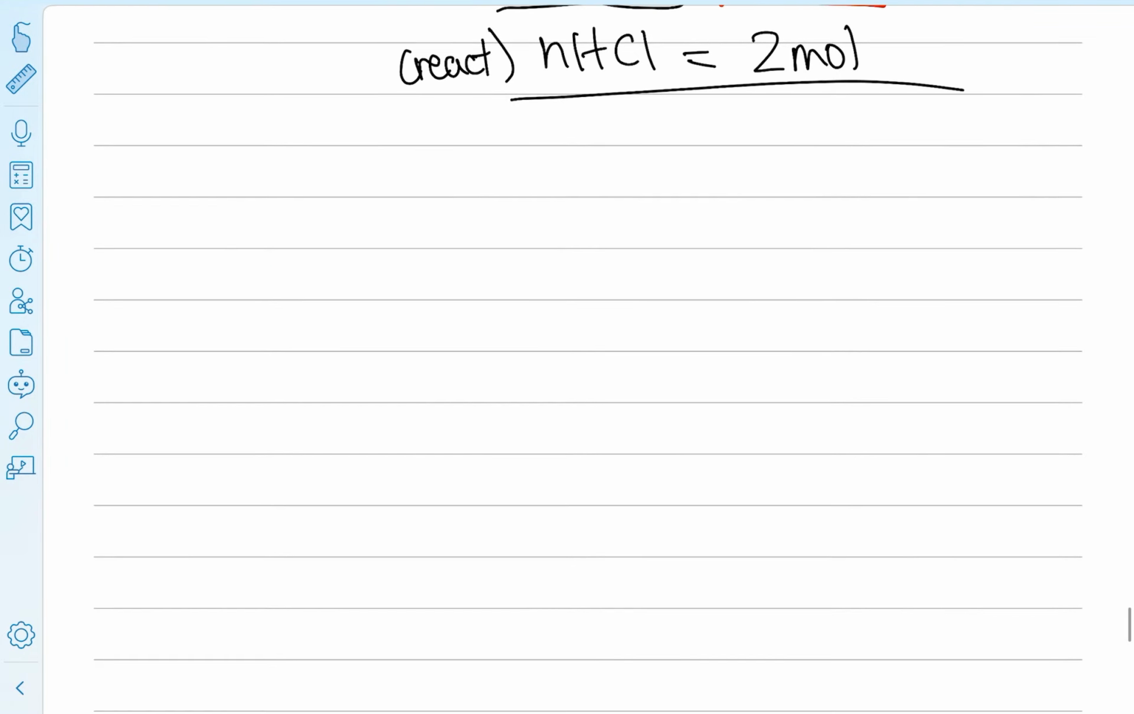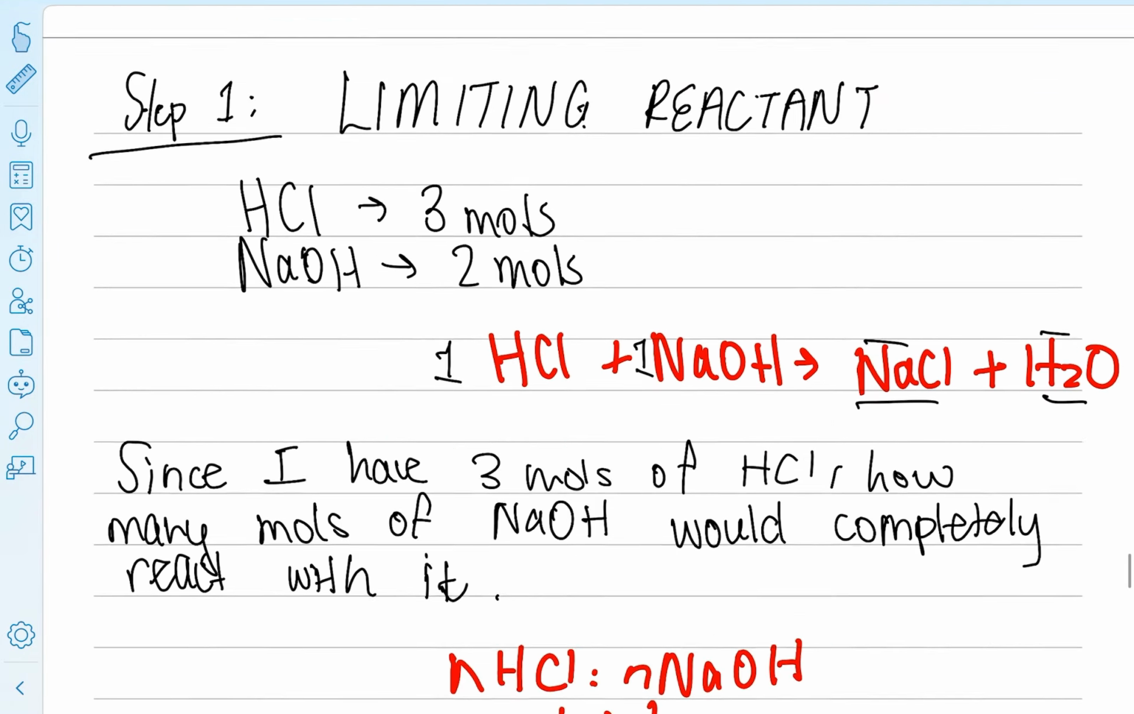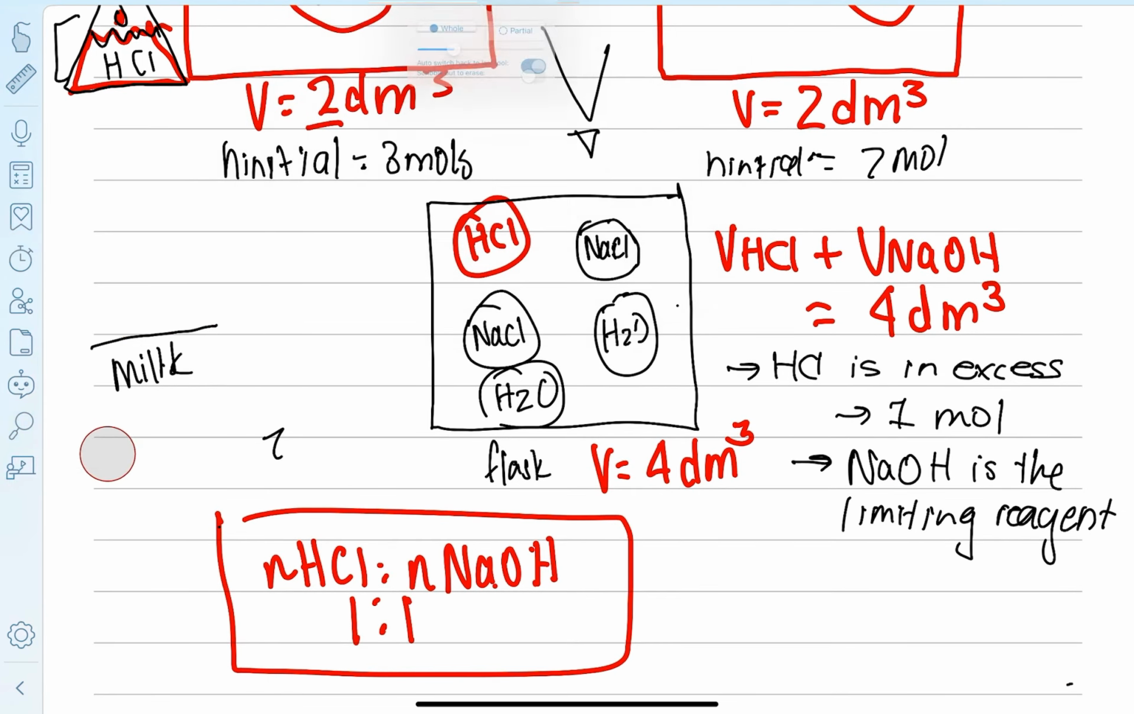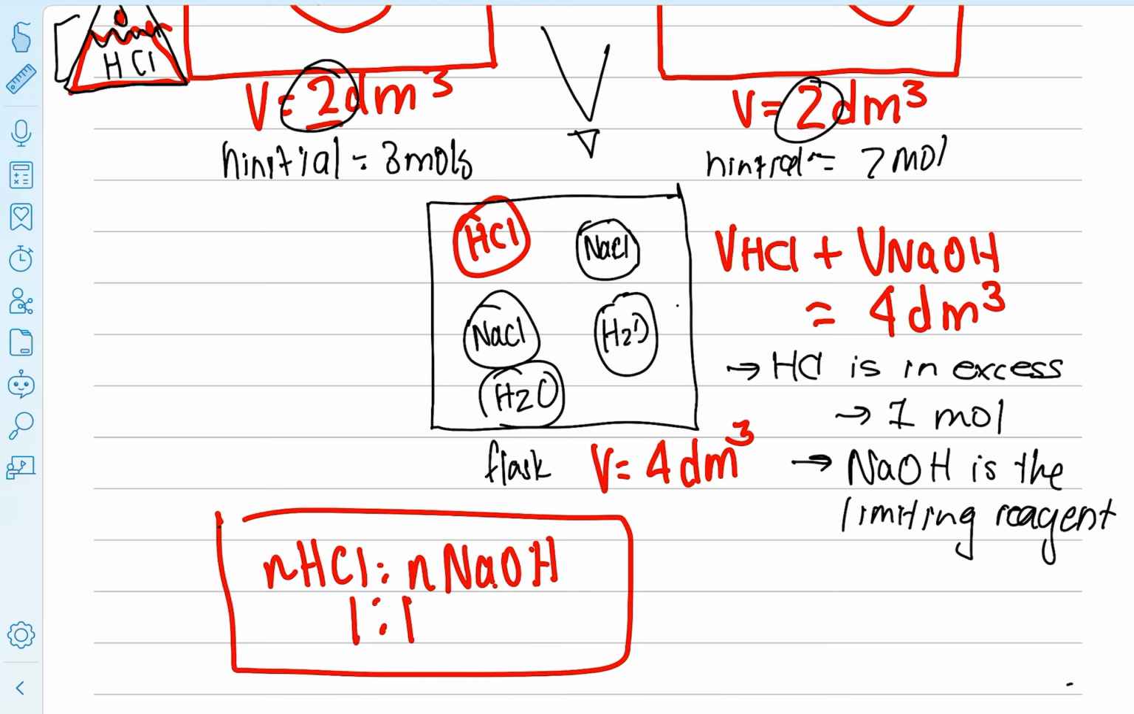All right, now that we know what's happening, I want to take you guys a little back. In this situation, remember what we did? We said our volume of hydrochloric acid and our volume of sodium hydroxide will come together, they form 4. It's like water and milk. You put them together, they have an added volume. The glass is going to become more full. So that's what's happening here. Together, they form a volume of 4.